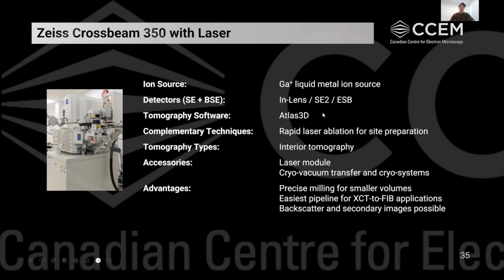The Atlas 3D engine makes it very easy to transition from our Zeiss XRadia XCT system. So we can go directly from XCT to FIB to effectively zoom in on our region of interest in 3D, from the scale of millimeters all the way down to a scale of a few microns. And in this microscope, we have capabilities to do both backscatter and secondary.